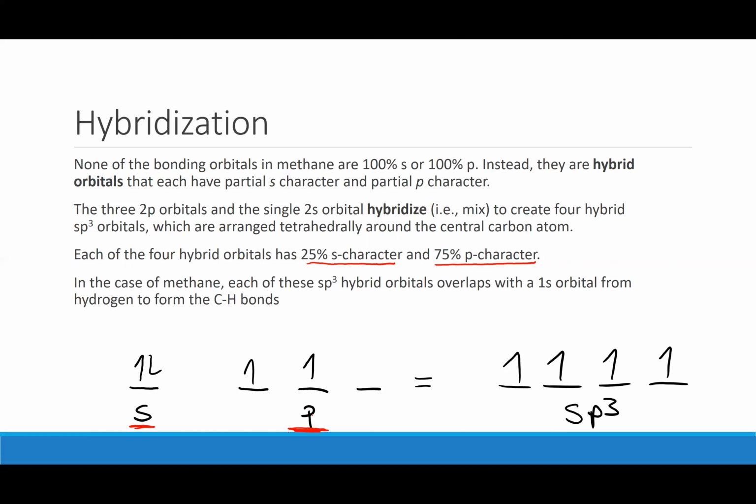So again, these combine together. This is the initial state of carbon. But we know when it forms bonds that it hybridizes its orbitals to form 4 sp3 orbitals that can then bond with the hydrogens. So again, the idea is that this is happening during bonding to the carbon atom specifically.